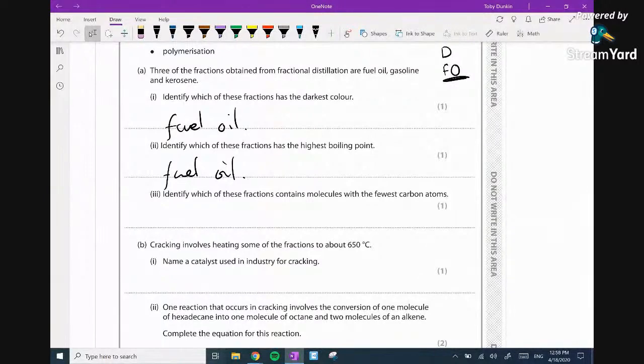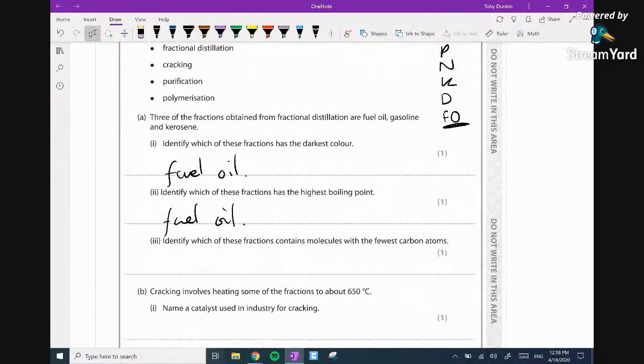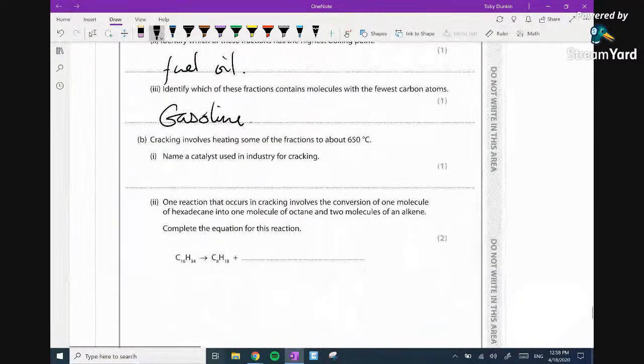Identify which of these fractions contains molecules with the fewest carbons. Shortest one. Gasoline. Isn't it hard? This is hard, folks. This was a hard year. Cracking involves heating some of the fractions to above 650. Name the catalyst used for cracking. Zeolite.